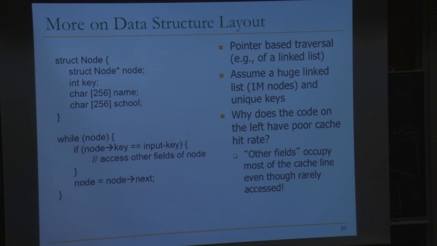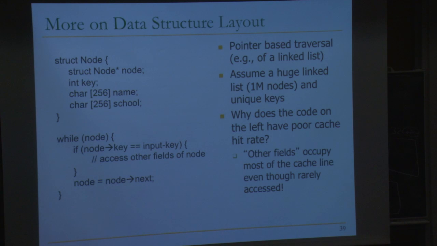Oh, that's a good question. They won't be loaded, but they will occupy part of the cache block. So not all of them will be loaded. Let's say you have a 64-byte cache block. You would load, let's say this is a 4-byte node pointer, 4-byte key. That's 8 bytes. The remaining 56 bytes will be part of the node data, and they will be loaded.